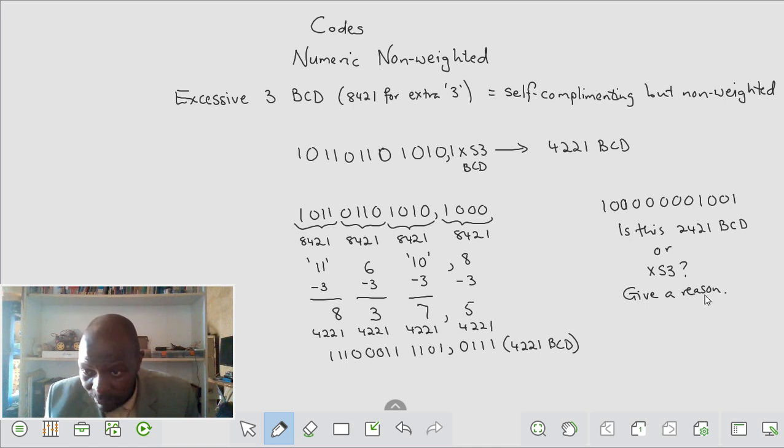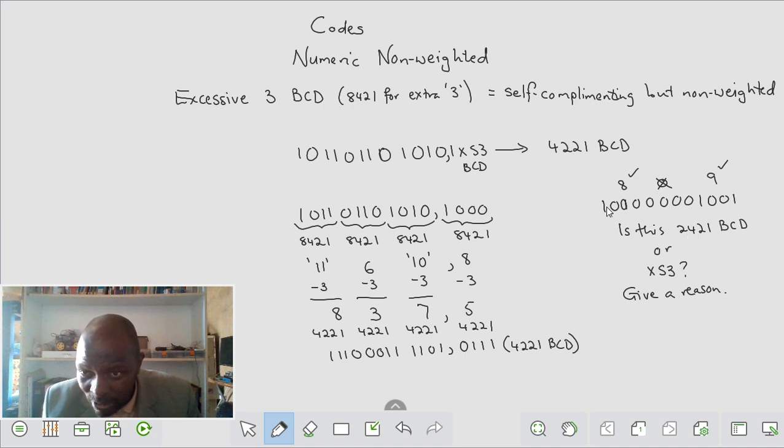Now if you look at this, if it's excess 3, that will be 8, that will be 0, that will be 9. That's possible in excess 3, that will be 5. That's possible in excess 3, that will be 6. 6 plus 3 is 9, but you don't have a 0 in excess 3. The minimum there is 0, 0, 1, 1. Okay, so what do you then do? You then say, no, this can't be excess 3.